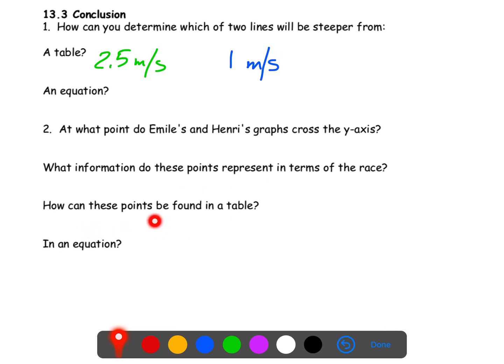How can these points be found in a table? Well, it was the first row of our table. At 0 seconds time, what were both of their distances? Okay, and how could those points be represented in an equation? It's when x equals 0. So when we insert 0 for x, what would that represent?